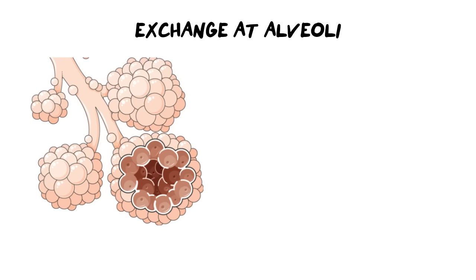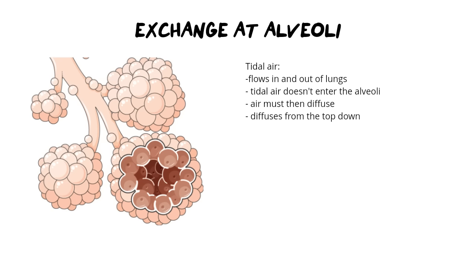Now, this movement of air in and out of the lungs is called tidal air. Tidal air is when air flows in and out of your lungs, and it doesn't enter your alveoli. It makes it about halfway down your bronchi, and from there, the gases then need to diffuse down lower. Now, we diffuse from the top down. In other words, the freshest air gets to the top of your lungs and the older air sits at the bottom of your lungs. But because of diffusion, they slowly but surely replace each other.